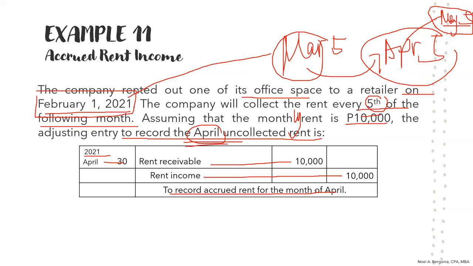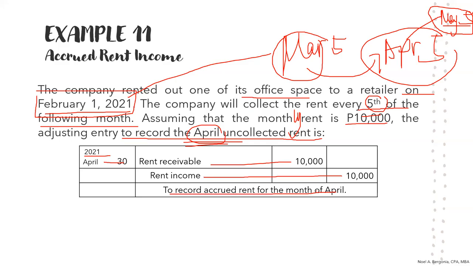Sometimes tignan nyo rin yung problem. Baka hindi lang pala isang buwan yung hindi pa nakukolekta. Dito sa problem na to, isang buwan lang, yung April pa lang. Pero in some other problems, maybe 3 months na hindi pa nakakapag-kolekta. So you need to accrue it. Good for 3 months, 2 months, depende kung ilan yung sinabi sa problem. So read carefully.